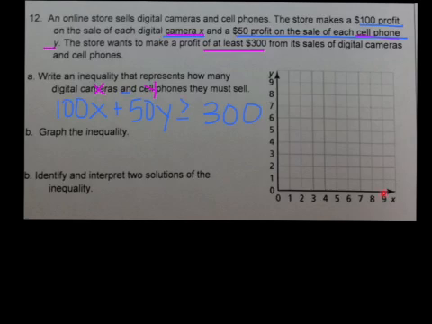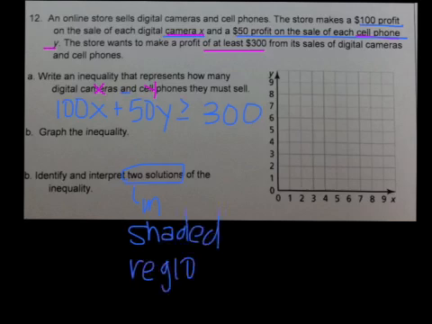The other thing I want you to do after you graph it is part B wants you to come up with two solutions. So after you graph it, you're going to shade your inequality. You need to come up with two combinations. Solutions are going to be in the shaded region. So I want you to come up with, on your own, 2 points that are in your shaded region after you graph it.